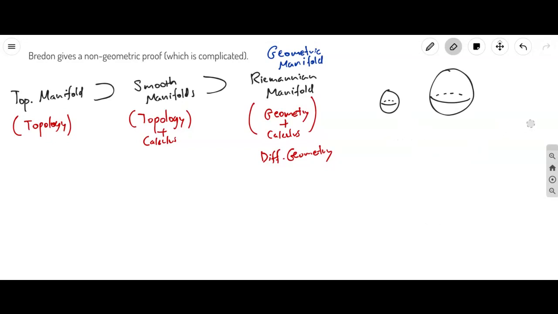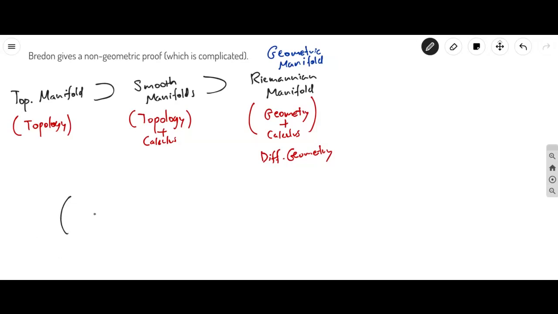And if you're wondering what a Riemannian manifold is, I'll give you a very quick overview of what it is. Like I said, Bredon avoids this discussion completely, but I think that we're coming close to the end of the semester and we're talking about manifolds. It probably makes a lot of sense to say what a geometric manifold is.